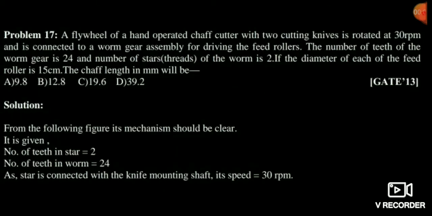Friends, you can see the next question. Here a flywheel of a hand operated chaff cutter with two cutting knives, means two cutting knives are present. It is rotated at 30 RPM, connected to the worm gear assembly, and the number of teeth of the worm gear is 24 and the number of teeth of the star, or threads (stars are sometimes called threads of the worm), is 2. The diameter of the feed roller is 15 centimeter. So you have to calculate the chaff length in mm.